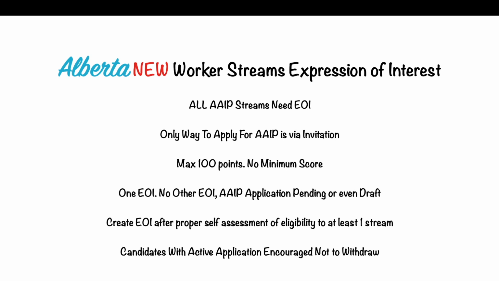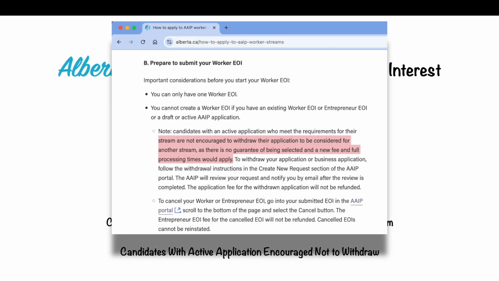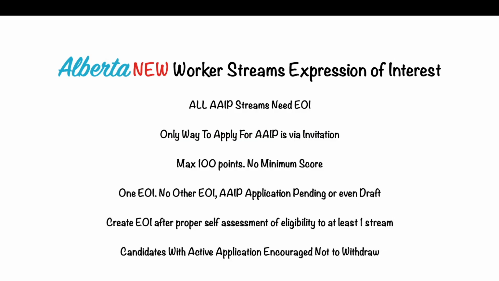In one of the documents or in one of the portals, if you look into the AAIP expression of interest landing page, you would see that AAIP is expressly discouraging people from withdrawing if they have an active application, and there is a very good reason for that. If you have an active application under one of the streams, you are actually 2 or 3 steps ahead of other people who would be creating this expression of interest.